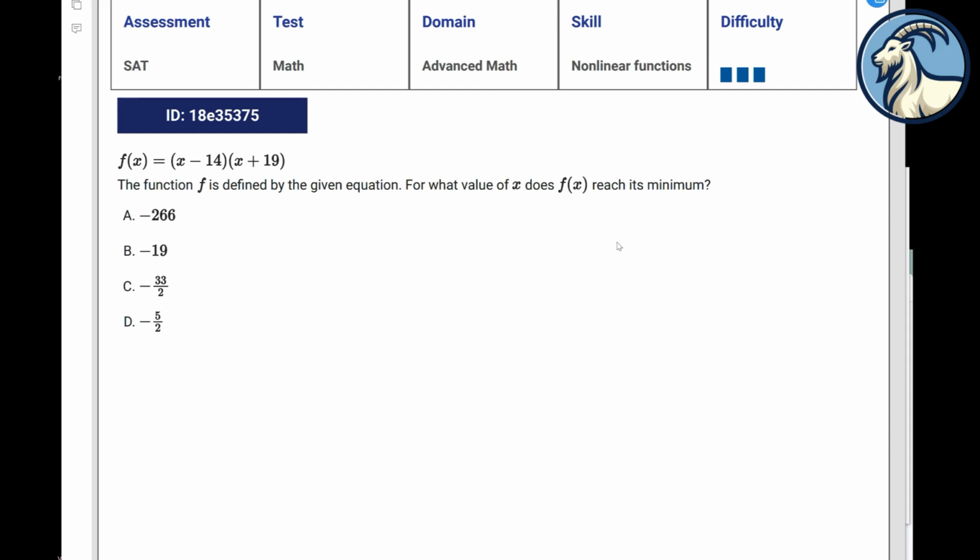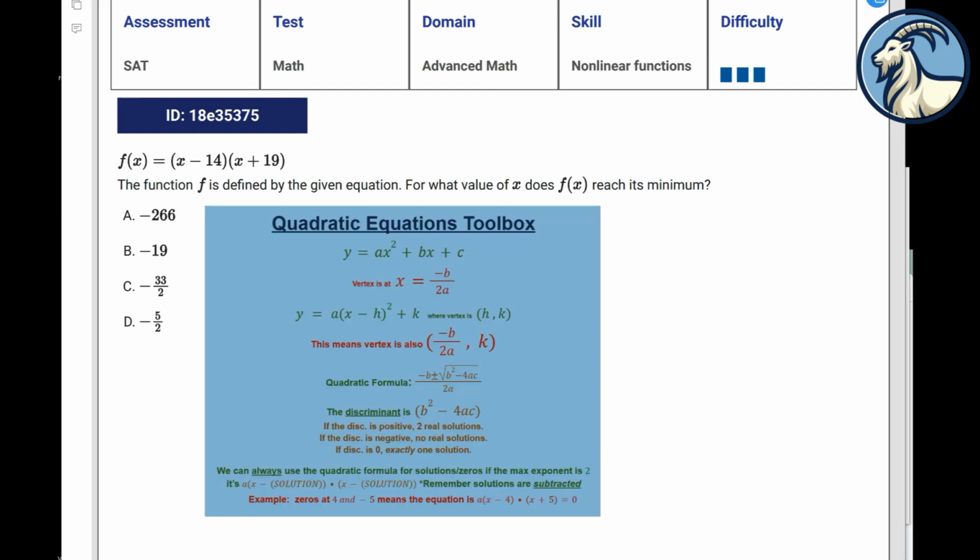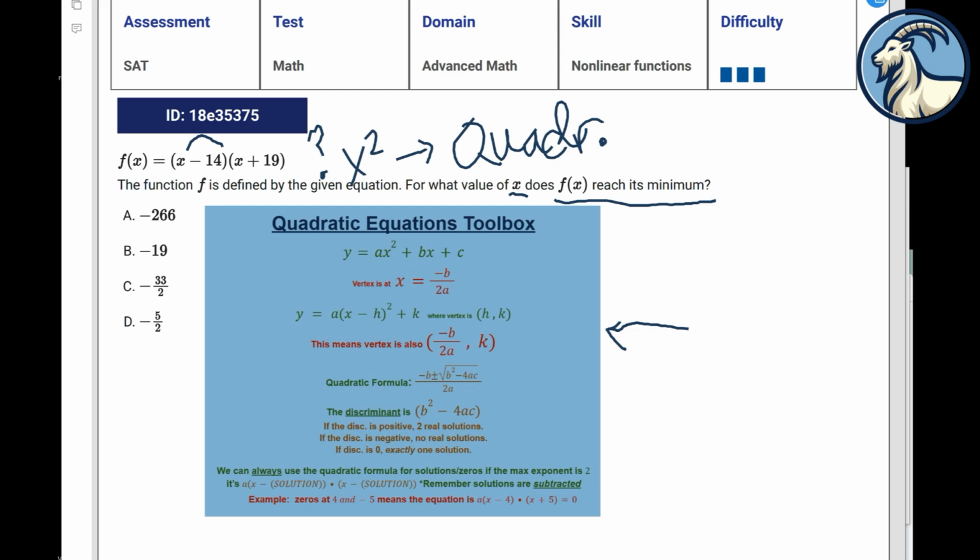Okay, this problem might not immediately look like a quadratic, but we know it is one because it's in intercept form, first of all, but second, we know the leading term is going to be x squared. And when we start thinking about quadratics and we see this word minimum in the question, immediately we need to start thinking about the vertex. And how do we find the vertex? What's something in the toolbox that helps us find it?